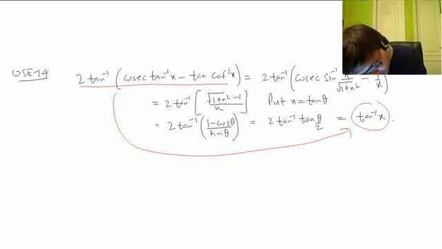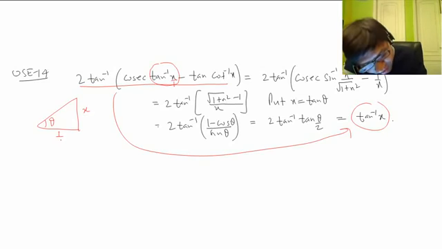We start from here, cosec tan inverse x. To simplify this, we need to express this in cosec inverse form. And how do we do it? Tan inverse x means it's an angle whose tan is x. Say it's an angle theta whose tan is x. Tan is x by 1, which means perpendicular is x and base is 1. Tan of this angle is x by 1.